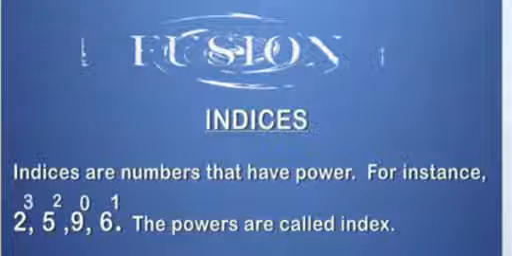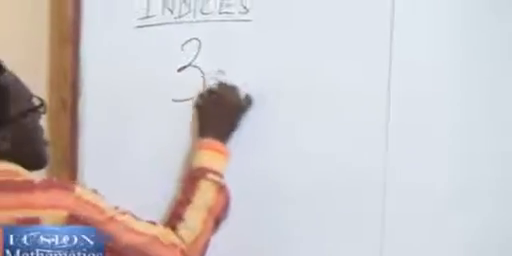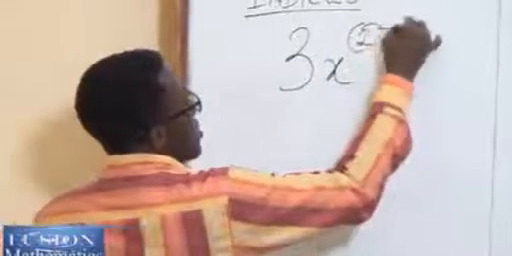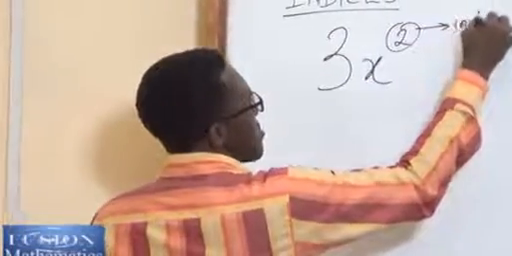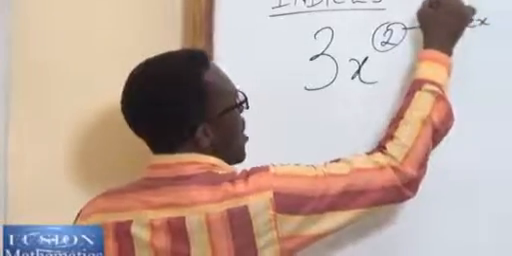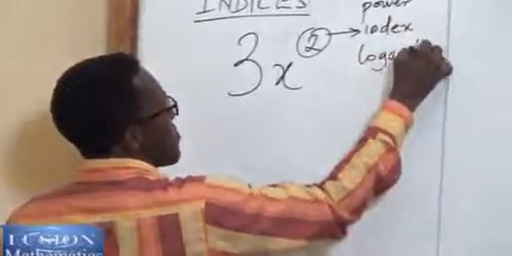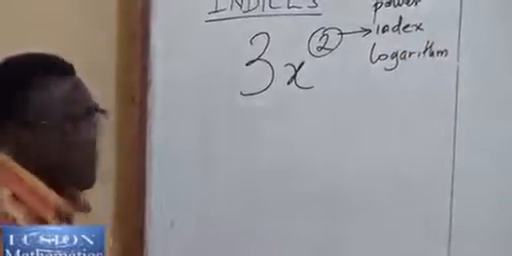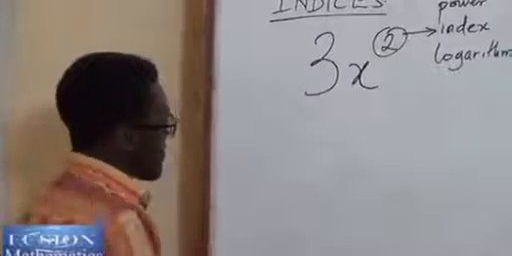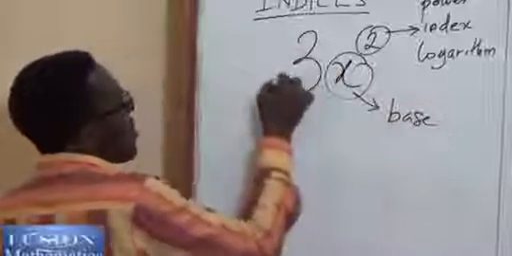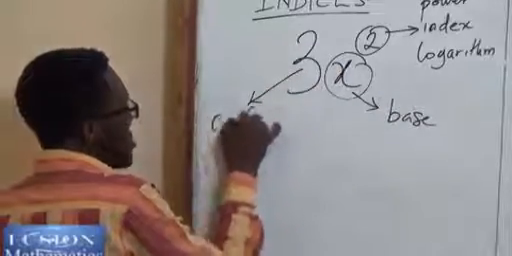Now the powers are called index. For instance, if we have 3x raised to the power 2, this 2 is called the index. It's called the power also. It's also called logarithm. Later on, we're treating logarithm. We'll understand this better. X is called the base, while 3 is called the coefficient.